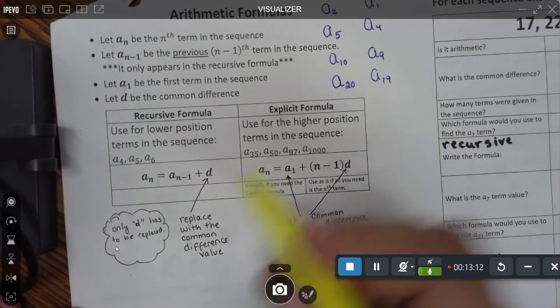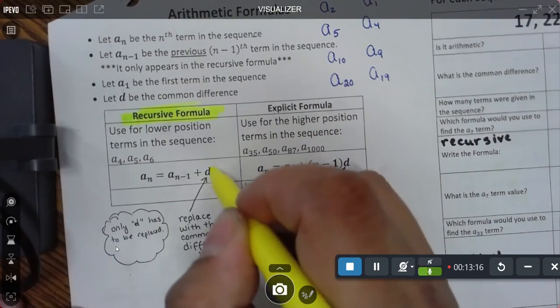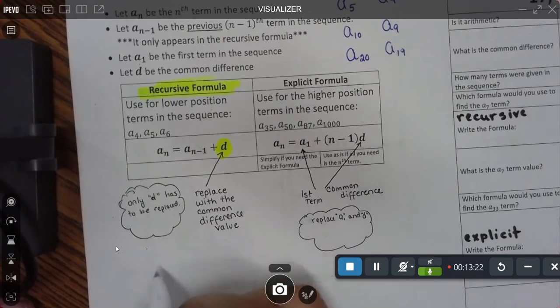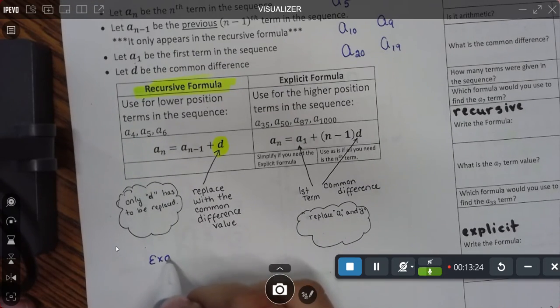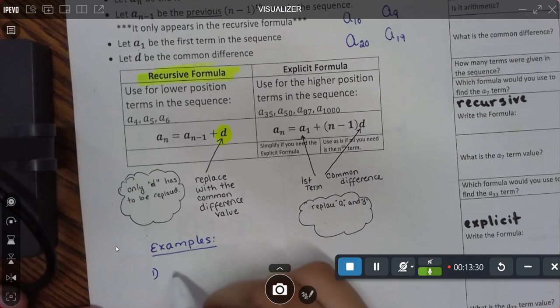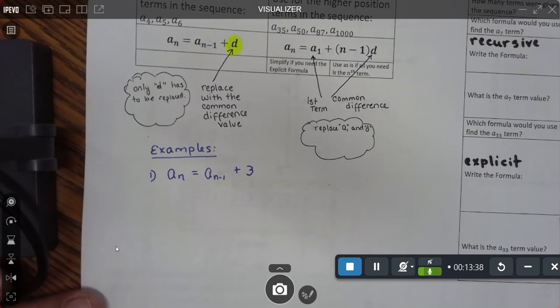Now here's what you need to know. When we're writing recursive, the only thing you're going to put a value in is d. That's it. So here are some examples of what it's going to look like, so that you don't think, because in the beginning it does look weird. So the first example, it might look like this: a sub n equals a sub n minus 1 plus 3. There you go. There's an example of a recursive formula.